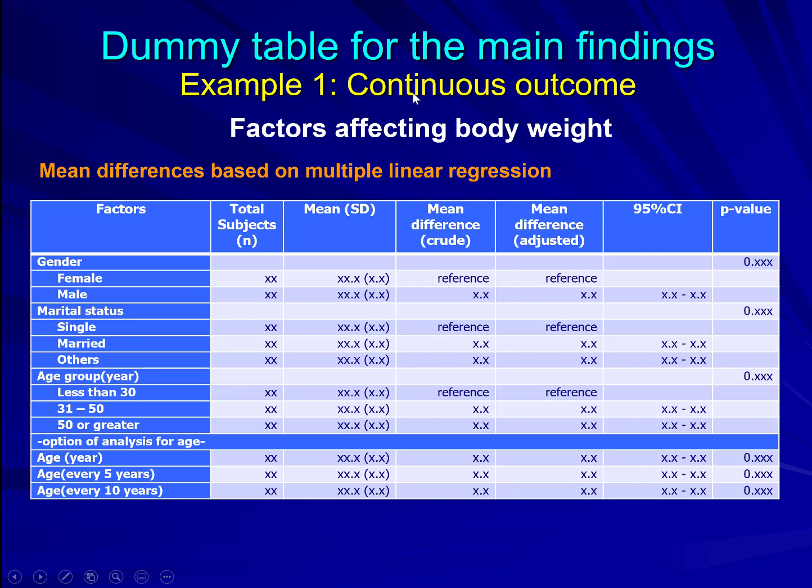There are 4 examples according to the 4 types of outcome. The first one is the continuous outcome. So this one is the title. And as an example, factors affecting body weight, to make it general and have some explanations that allow you to see how these variables should be handled.